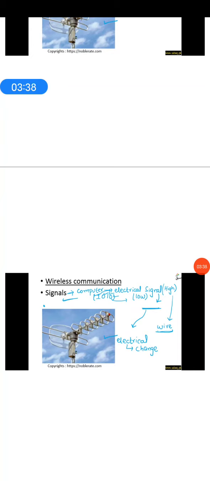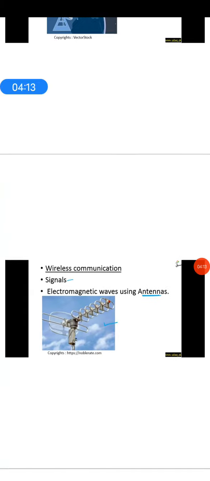Look here, there is a computer in which we have our data, and this data is in the form of electrical signals, which are 0 and 1. You must have studied that when there is a variation in the electrical signal, an electromagnetic wave is generated. This electromagnetic wave is generated by the antenna, and it is transmitted in space or in the air. So we are transferring our information through these electromagnetic waves.